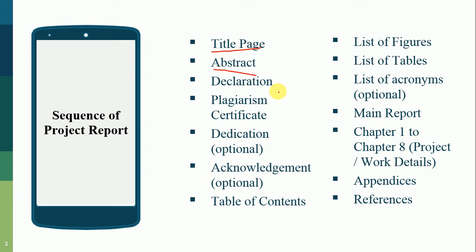If you want to write a project report, the first thing we should do is the title page, and then abstract, and then declaration. We have to follow these things. If I number them, this will be first, second, third, fourth, just like that. Now we will study each one of them individually.